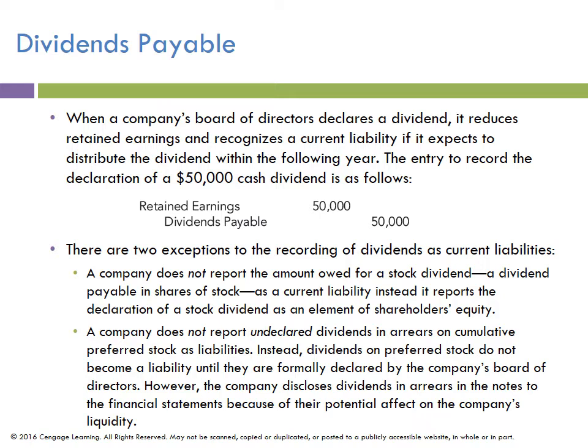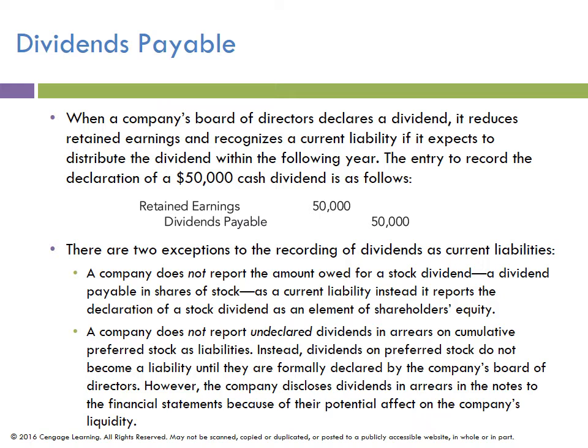Dividends payable. Here's another contractual obligation. When a company's board of directors declares a dividend, it reduces retained earnings and recognizes a current liability if it expects to distribute the dividend within the following year. And that's usually the case. So the entry to record the declaration, remember there's 3 major dates on a dividend. Declaration, that's when the board of directors declares they're going to pay money in the future. Well, when the board of directors declares or promises to pay an asset out, a liability is created that day in dividends payable.